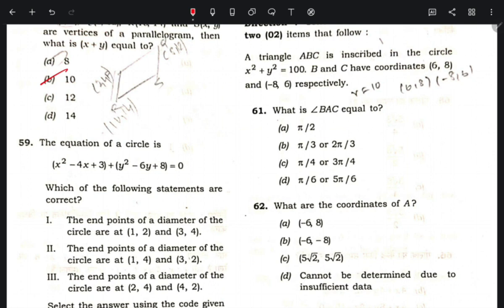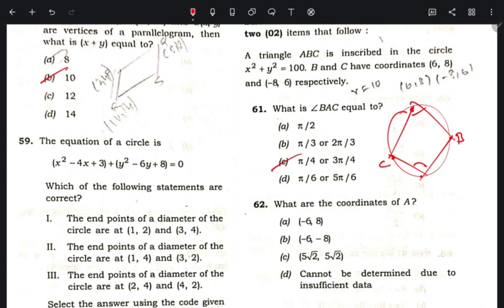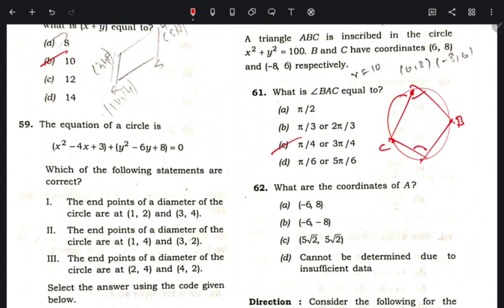So 61 you have C. So how will you find it? So A, B, C are inscribed inside a circle, so you just take into account B and C. So this will be B, this will be C. So here A can be here or A can be opposite of it. So what could be the angle? By the placement of B and C you can find it.